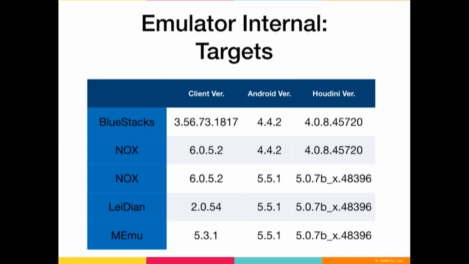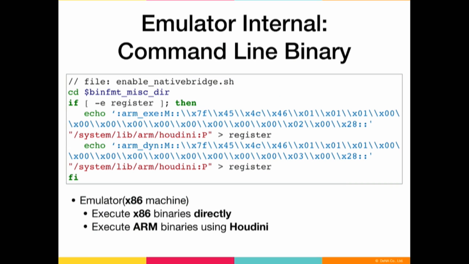If you try to run an ARM binary on the emulator's command line, you'll find it will be executed properly. This is because the emulators use a Linux feature called binfmt_misc. With this feature, you can register a certain binary signature or magic number with a certain loader. In our case, when we execute an ARM binary on an emulator, which is an x86 machine, Houdini will be used to execute the ARM binary.